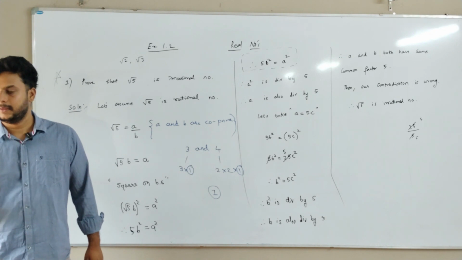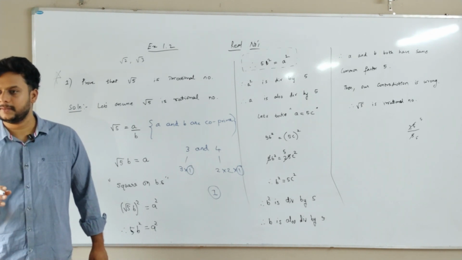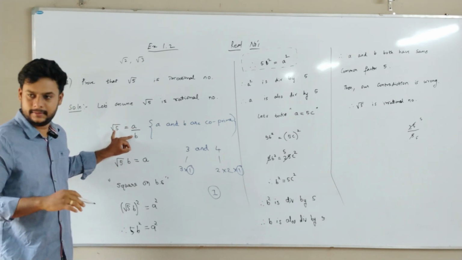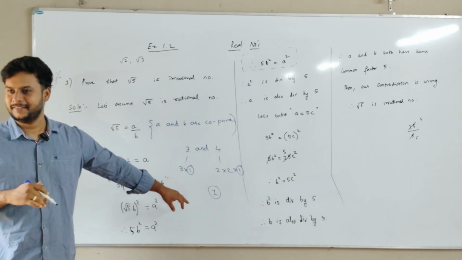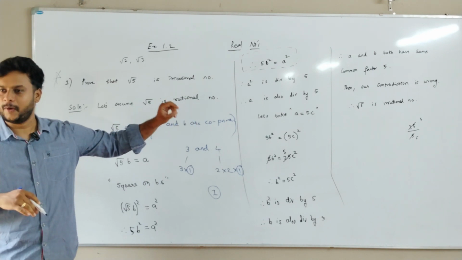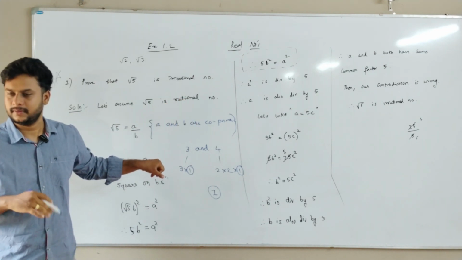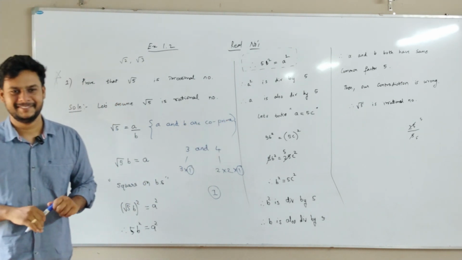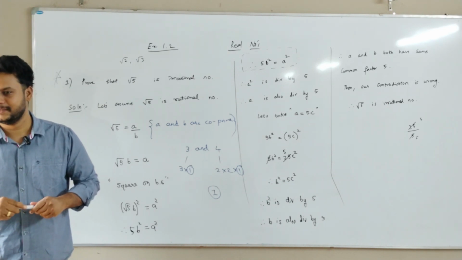Co-prime means the common factor will be what here? When I have two numbers A and B, their common factor should be 1. But what is my common factor? 5. If the common factor is 5, then is this a rational number? By the rule, only then it is a rational number. Understood?